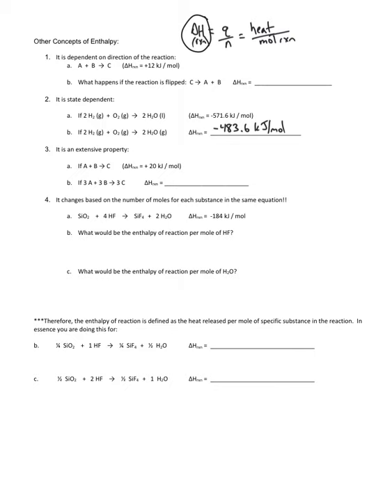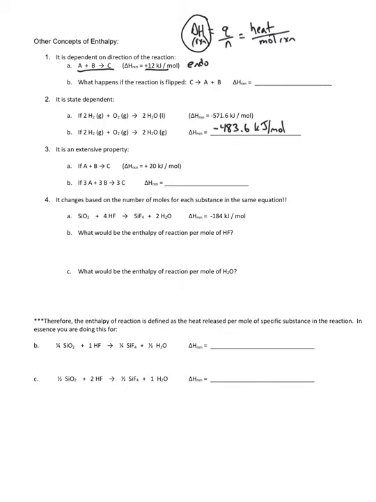Now, a couple of concepts of enthalpy. It is dependent upon the direction of the reaction. So here you see the reaction, A plus B producing C. This reaction has an enthalpy of positive 12 kilojoules per mole. Now, first of all, based on that number, is this reaction endothermic or exothermic? Hopefully you said endothermic. Endothermic reactions have positive delta H values and Q values. So this is endothermic. Energy is coming into the reaction so that this reaction can proceed. So that energy comes from the surroundings.